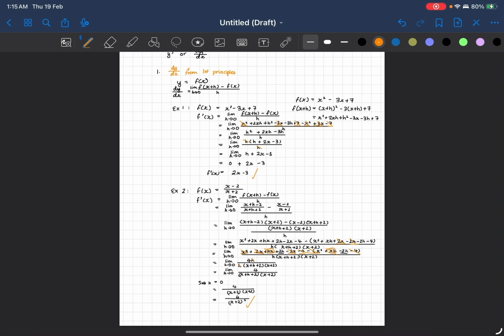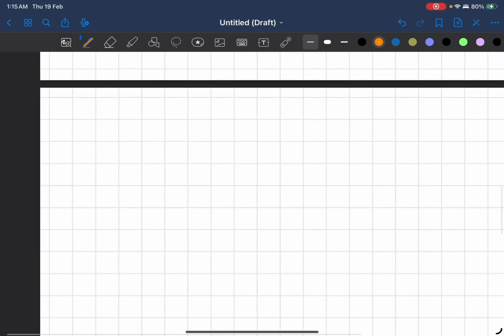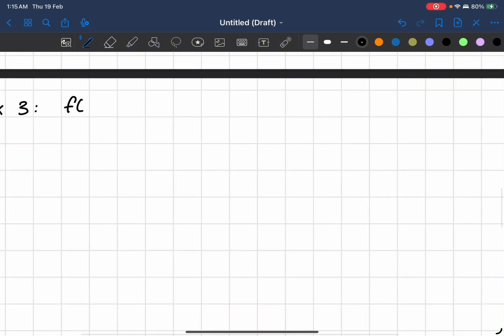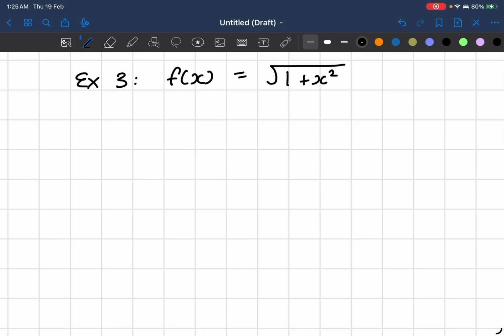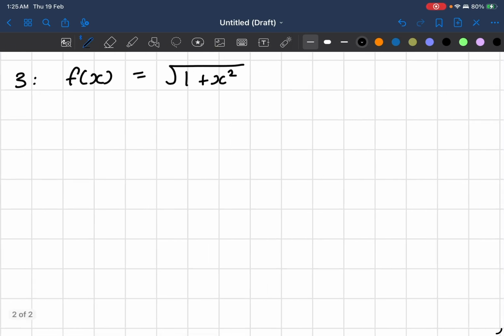Okay, I have one more question on this one, on first principles. So let's try the third one. And I'm going to give you guys a chance first. Just try it out by yourself. I'll write it down. So f of x is equal to 1 plus x squared all square root. And it's a bit different, I know, but why don't you guys give it a shot? I hope you got a chance to solve it. Let's try it. Okay, sorry about that.